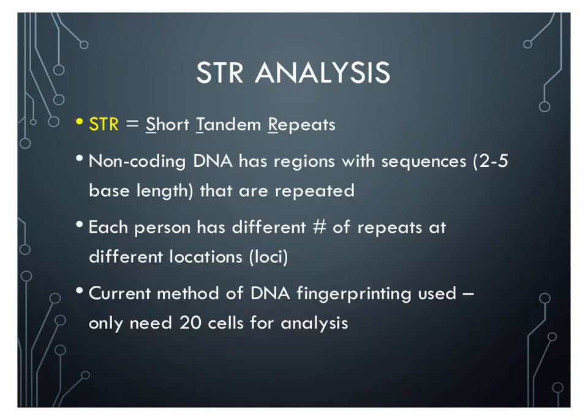STR is short tandem repeats. This is where you have non-coding DNA with sequences of 2 to 5 bases that are repeated. Each person has a different number of repeats at different locations. So it's another way that we can use DNA fingerprinting, but you only need 20 cells to get this type of match instead of the good amount of blood that you used to need for DNA fingerprinting.